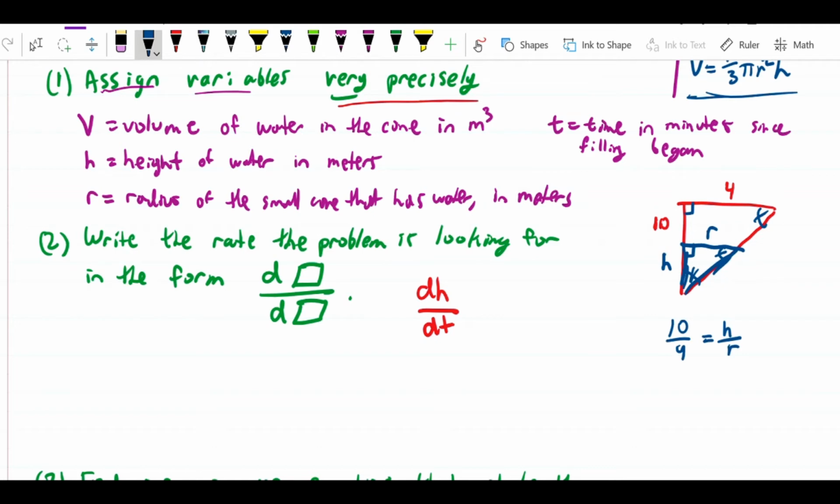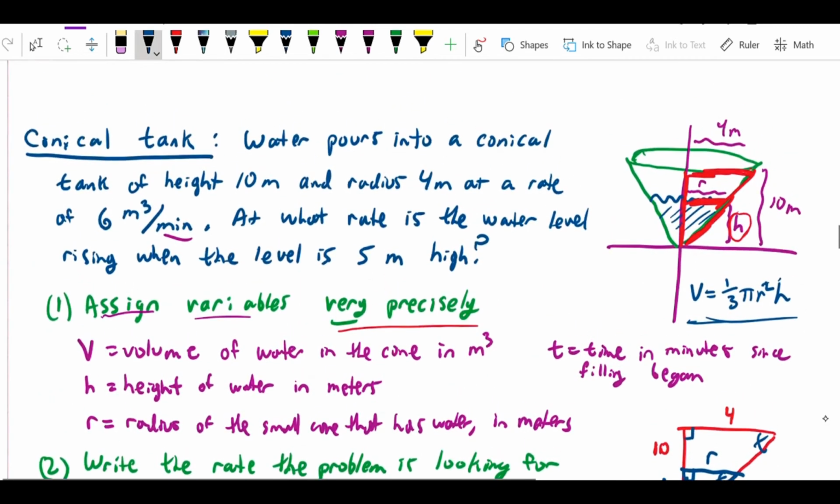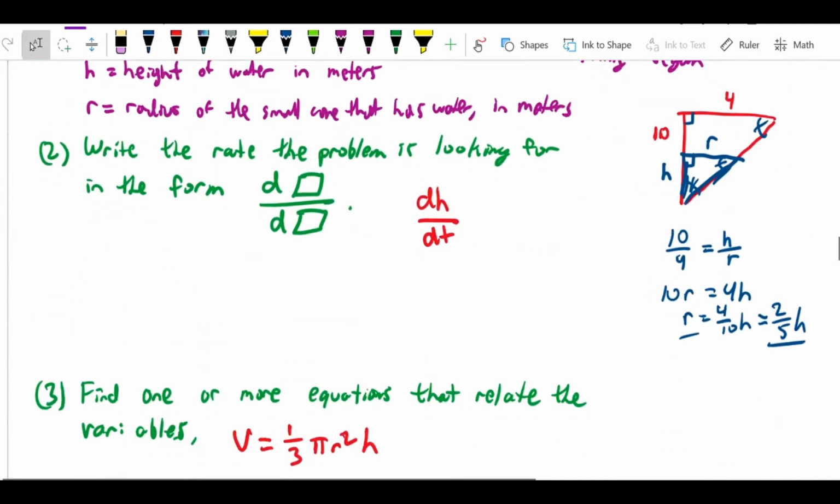So I should be able to write r in terms of h simply by cross multiplying and getting 10r equals 4h. So r is equal to 4 over 10 h, which can be written a little more succinctly as 2/5 h. So r is just 2/5 h because as the cone fills up with this blue wavy line, the radius grows in proportion to the height. As the height grows, the radius grows in a specific proportion to that. Point being that we just solved algebraically that r is equal to 2/5 h.